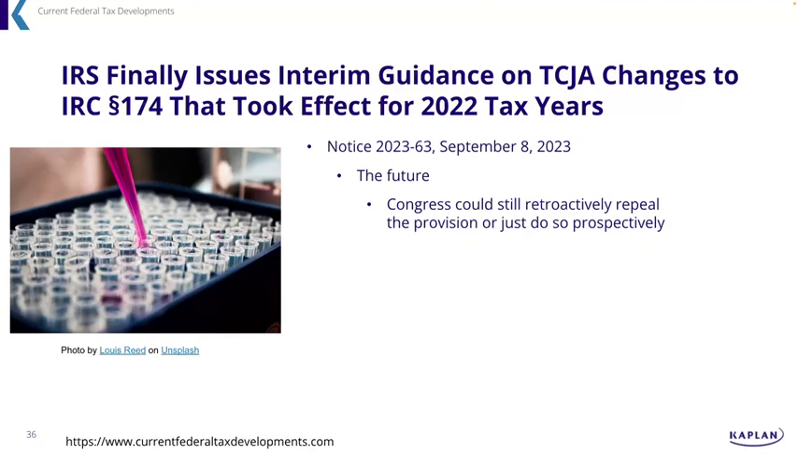Now, does this mean we're done with 174 and it's just going to be in the code forever? I'll phrase it this way. Congress very well could still retroactively repeal this provision. They could say, well, okay, '22 is a done deal, but '23 and later we'll go back to the old rules. That's also a possibility. In essence, they could do anything.